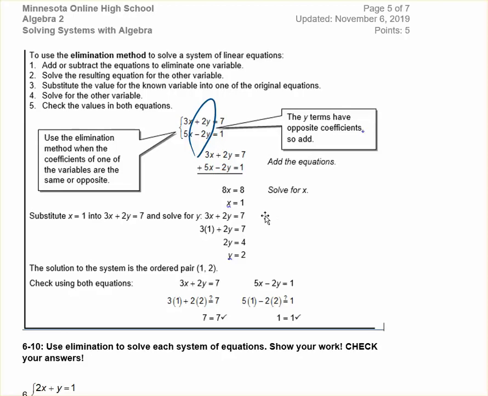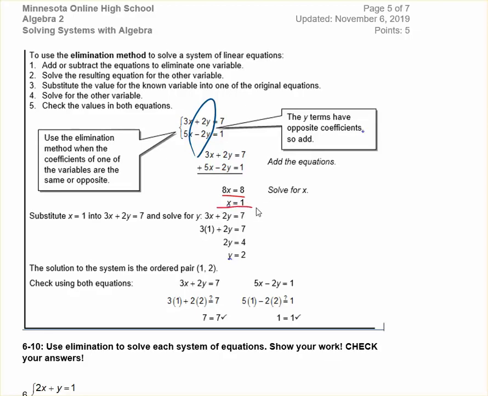Sometimes, like you'll see in a little bit, you have to make it look like that first. You have to do a little more work. But in these first few problems, it'll already be set up, and all we'll have to do is add them together. So in this one, when you add 3x plus 5x, you get 8x, and then the 2y minus 2y is 0, so you just get 8x equals 8, and you can solve that really quick, divide both sides by 8 to find your solution.